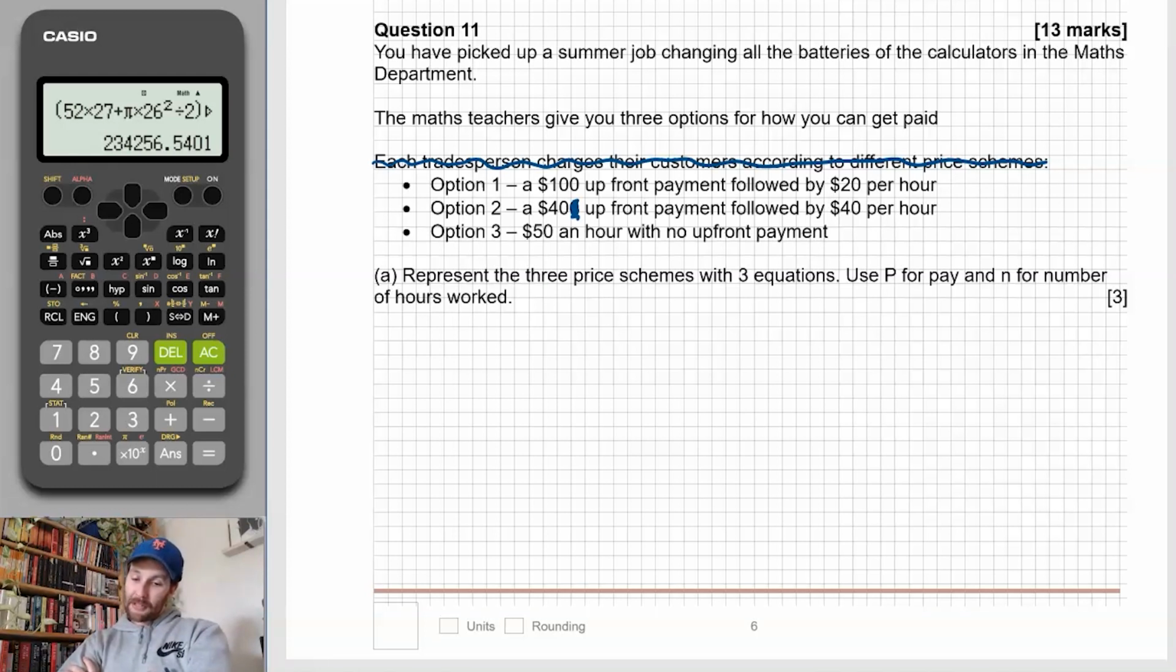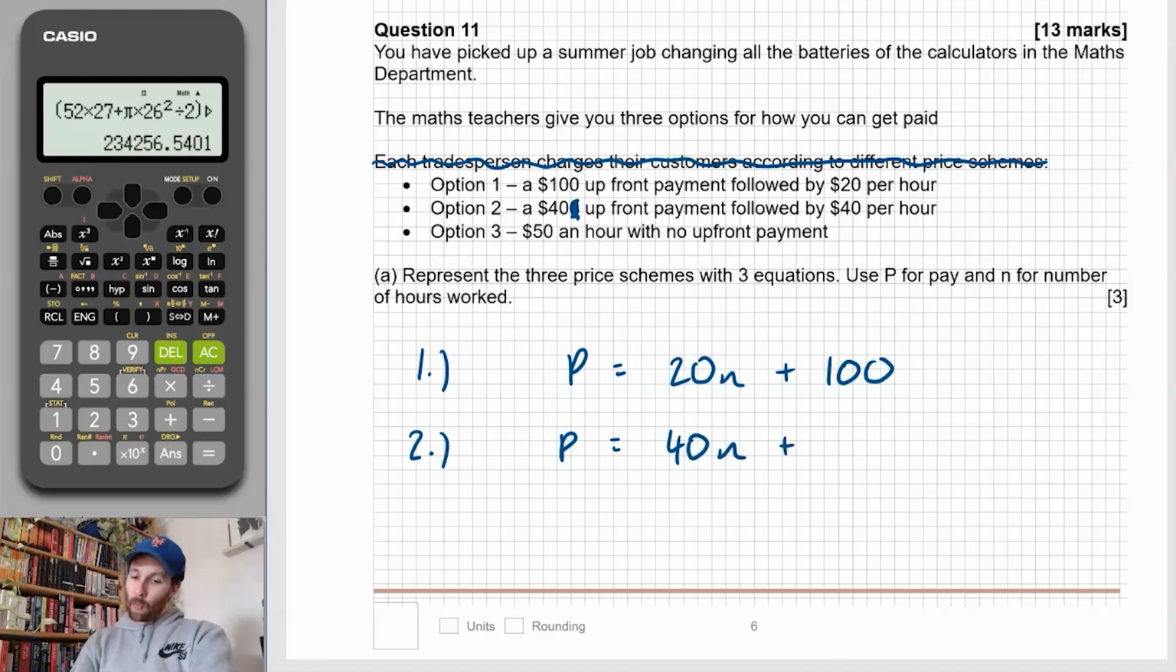We've got to represent the 3 price schemes with 3 equations. We're going to use P for pay and N for number of hours worked. So for option 1, our pay is going to be equal to $20 for every hour that we work plus 100 for the upfront payment. Pretty generous if you ask me. Option number 2, the pay is going to be equal to $40 for every hour that we work with a $40 upfront payment as well. And then number 3, that's $50 an hour with no upfront payment, so it's just going to be 50 times the number of hours that you work.